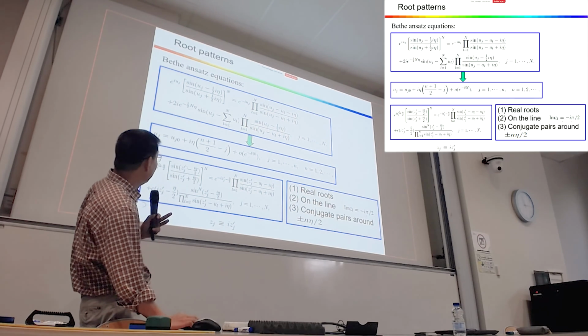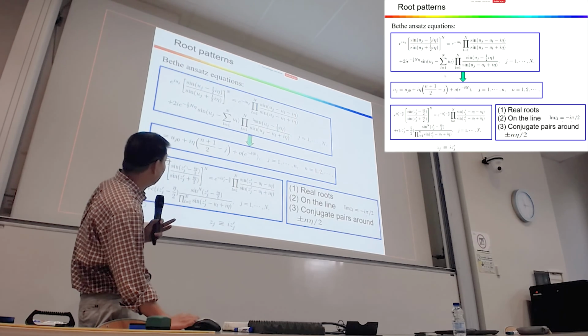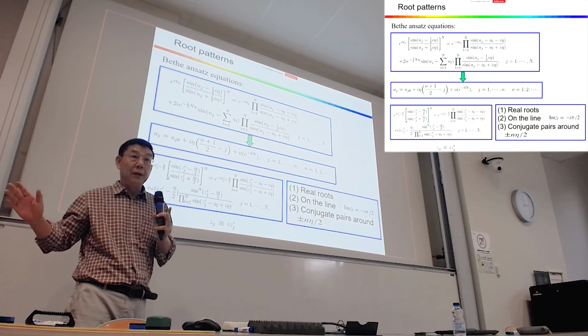Just from this equation, from the TQ relation, here we let lambda u be 0, and so from the TQ relation we get this: the Zj satisfy these equations.